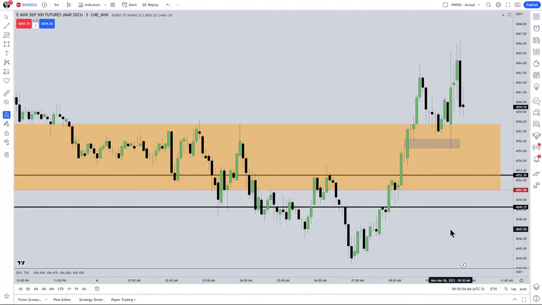I'm watching this wick here, the consequent encroachment of that wick. I'm watching, does it respect that and press down into the sell side here, or does it want to make another attempt to go higher? The dollar index looks a little softer in here. So in my mind, if the dollar was going to go lower, it would need to do it in here now.